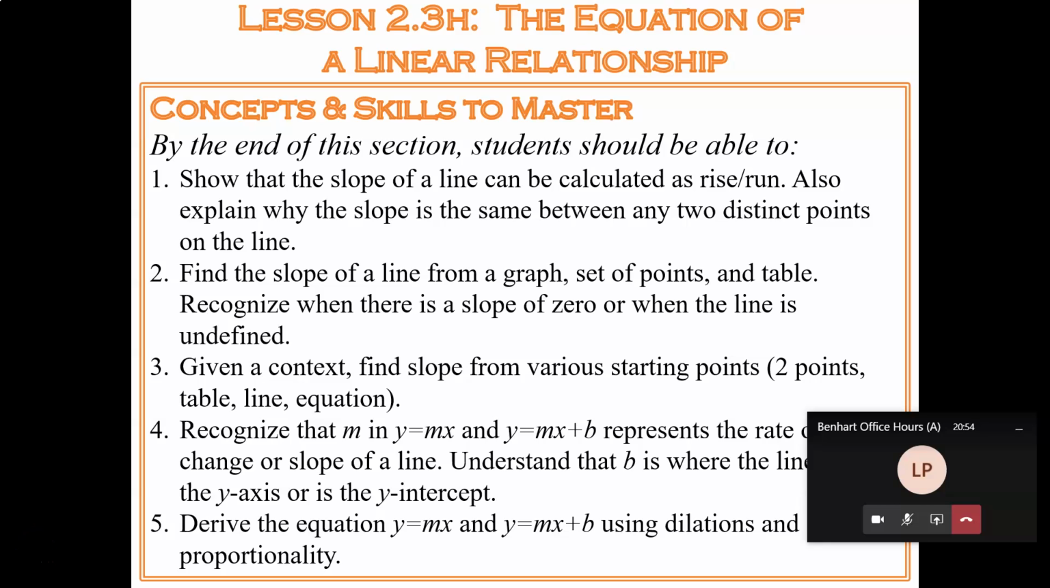Okay, today I'm going to teach you how to graph a linear equation using a table. This is section 2.3H.